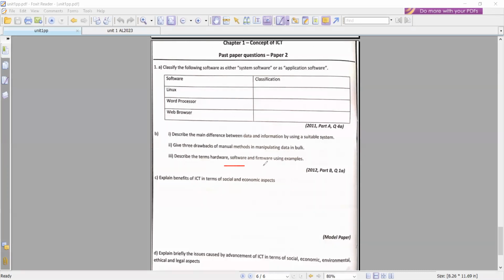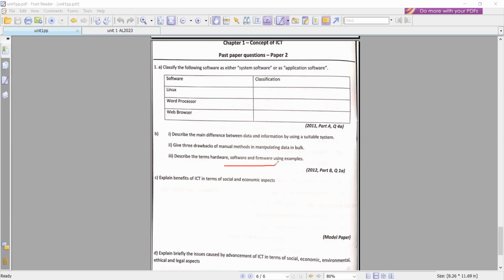Describe the terms hardware, software, and firmware using examples. Hardware means tangible, that means you can touch. Tangible components, so keyboard, mouse, monitor, printer, you can take anything. Software means the instructions or the programs given to the computer. So you can take word processing, Office package, Windows. Those are the software.